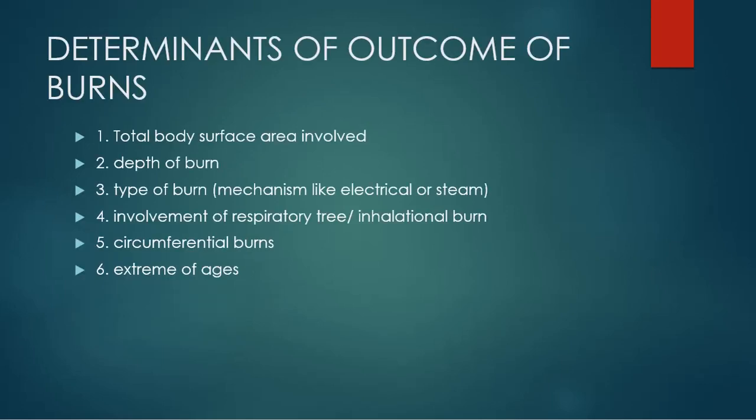Determinants of outcome of burns are total body surface area involved. We had discussed this in our previous lecture as well. Depth of the burn, type of the burn, which includes the mechanism like electrical burns or steam burns, etc. Involvement of the respiratory tree, which is caused by inhalational burns most commonly, circumferential burns, and of course extremes of ages. Now I'll be showing you a few diagrams which will elaborate the determinants of outcome of burns.